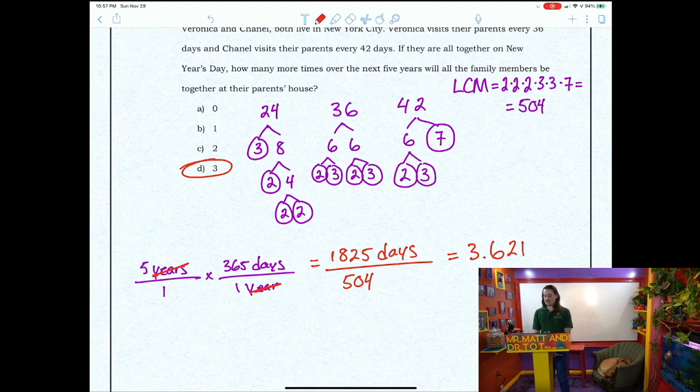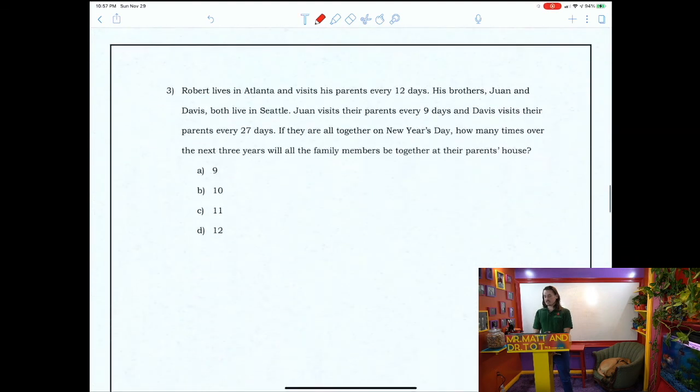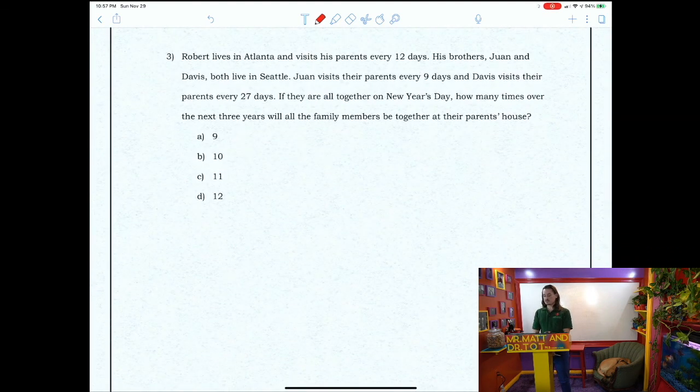Question number 3 asks, Robert lives in Atlanta and visits his parents every 12 days. His brothers, Juan and Davis, both live in Seattle. Juan visits their parents every 9 days, and Davis visits their parents every 27 days. If they are all together on New Year's Day, how many times over the next 3 years will all the family members be together at their parents' house? So pause the video, please, and take a few moments to solve that problem.